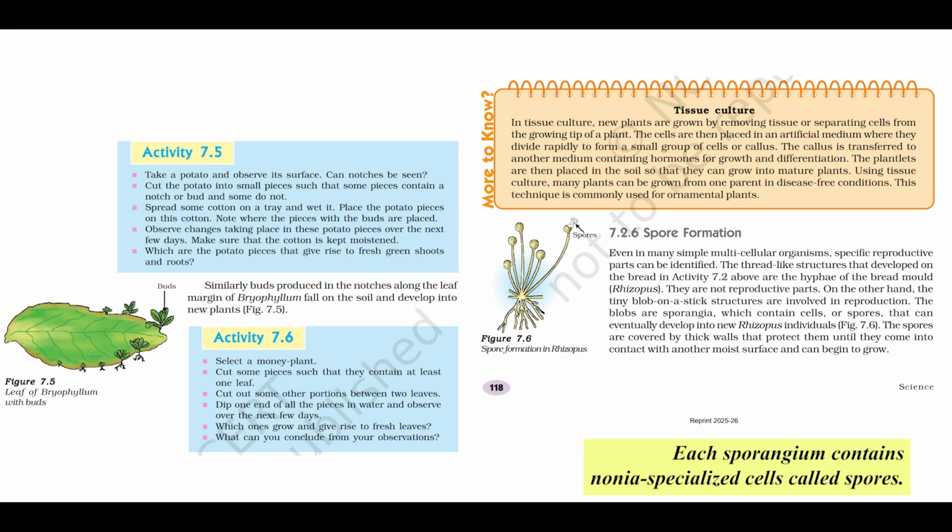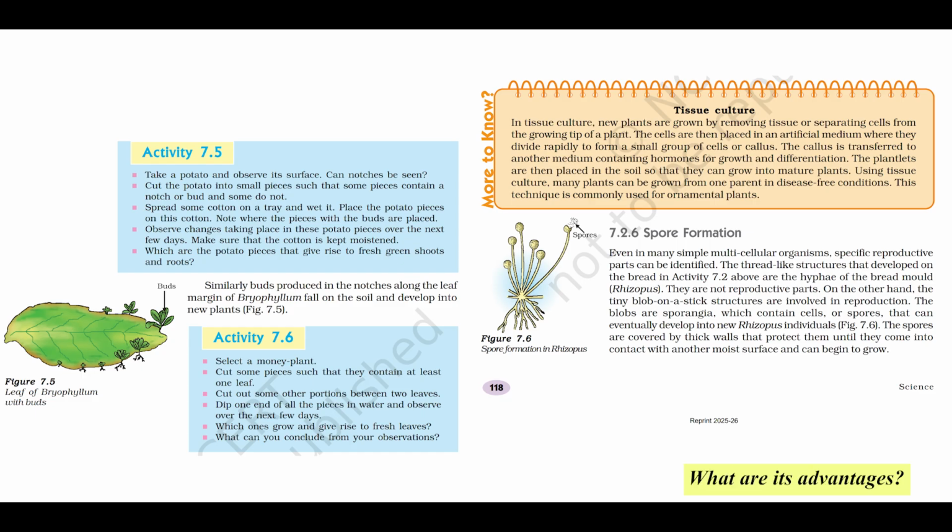Each sporangium contains numerous specialized cells called spores. These spores are remarkably resilient. They're covered by thick, protective walls, shielding them from harsh conditions like dryness or heat. When the sporangia mature, they burst, releasing the spores. These spores are very light, easily carried by wind. If they land on a suitable, moist surface with food, they can germinate and develop into new Rhizopus individuals, starting a new mold colony. How does reproduction through spores benefit the organism?